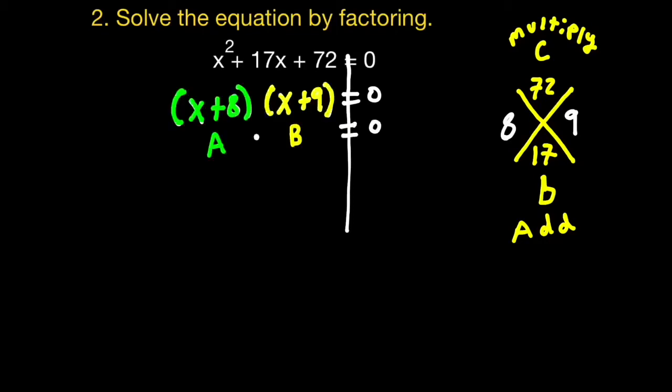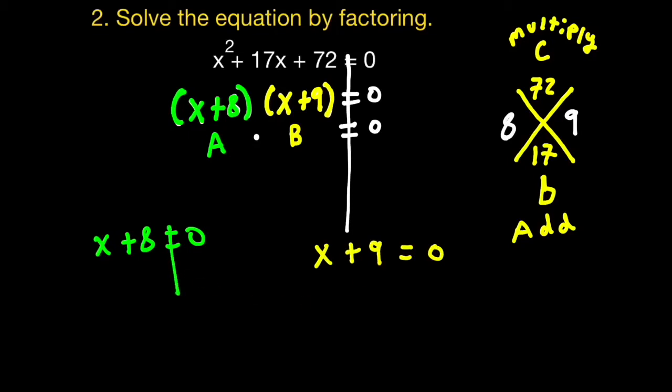It's at this point that I can realize that I have the product of two things, and that product is equal to 0. By using the zero product property, I can set each factor equal to 0. So I can make this claim, x plus 8 equal to 0, and x plus 9 equal to 0. To solve for x, I'm going to need to solve each of these equations individually.